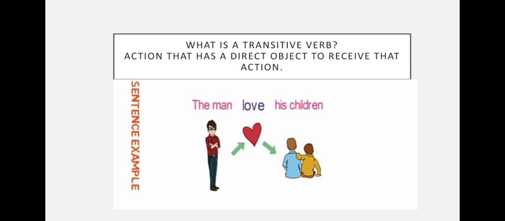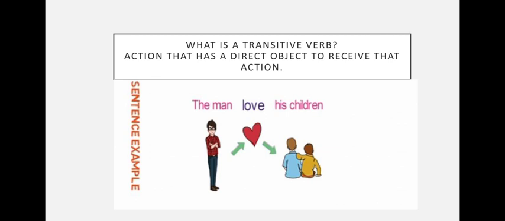Now that you are clear with what is subject, verb, object, let us look into the main topic for today, which is the transitive and intransitive verbs. So what is a transitive verb? An action that has a direct object to receive the action. So what is a transitive verb? It is an action, okay, that means the verb which has an object to receive the action.